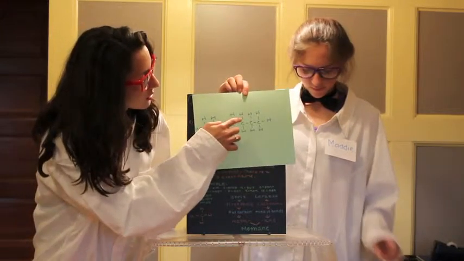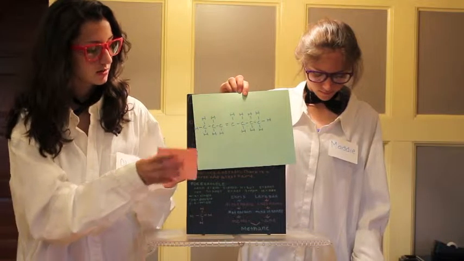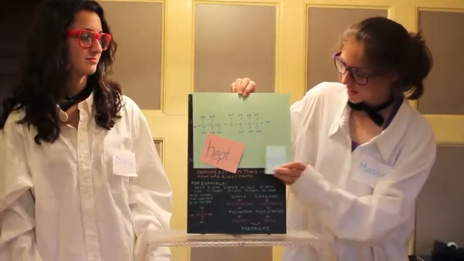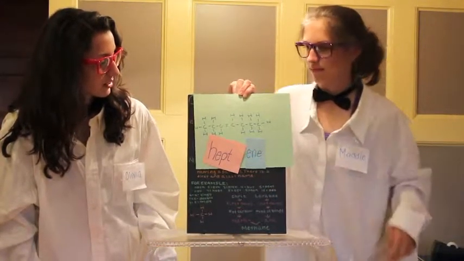1, 2, 3, 4, 5, 6, 7. There are 7 carbons, so you use hept. And because there's a double bond, you use ene. Heptene.